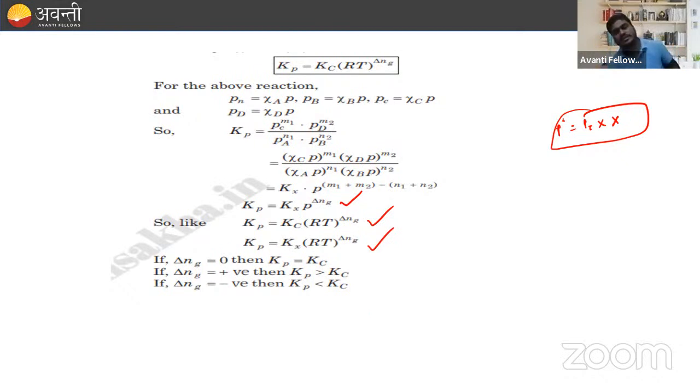This one is the relationship between Kp and Kc, and this one is the relation between Kp and Kx. This is how we can derive it. If delta Ng is 0, then Kp is equal to Kc. If delta Ng is positive, then Kp is greater than Kc. If delta Ng is negative, then Kc is greater than Kp. This important conclusion you must remember, so that you can easily understand this and solve such questions next time.